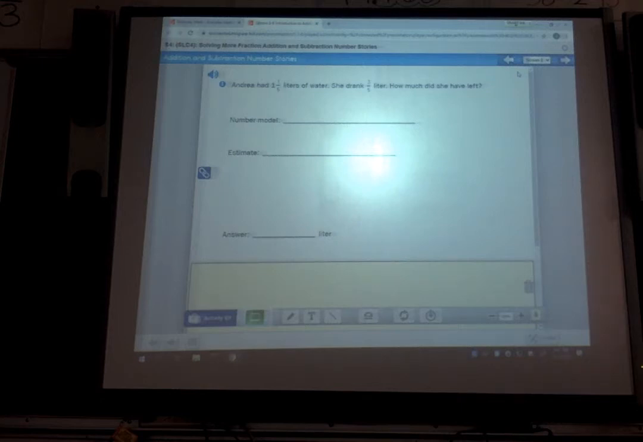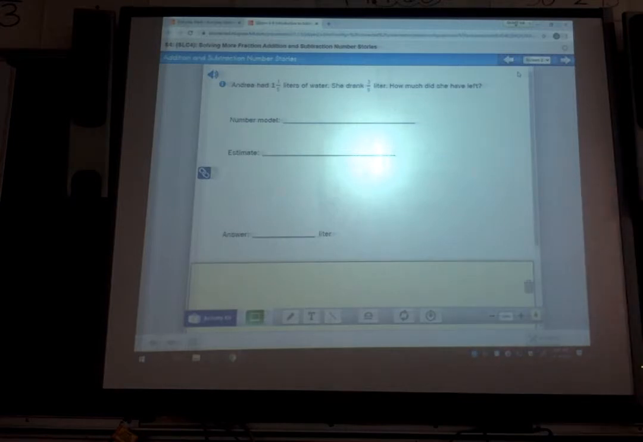We are doing lesson 3-9, addition and subtraction number stories. We're going to do number 1 together, and then you can finish the page on your own. Make sure, this is journal page 93.